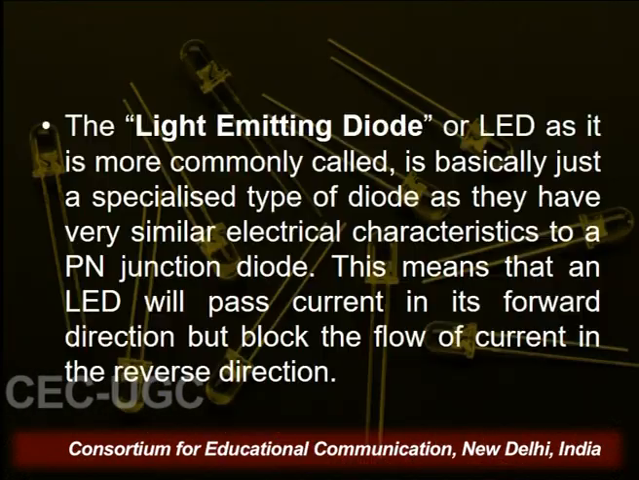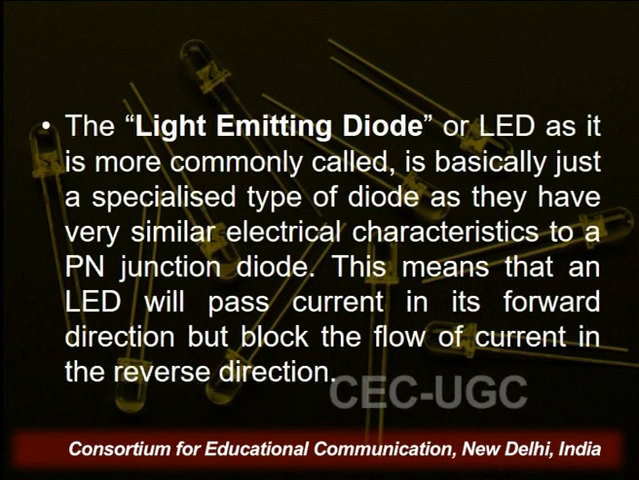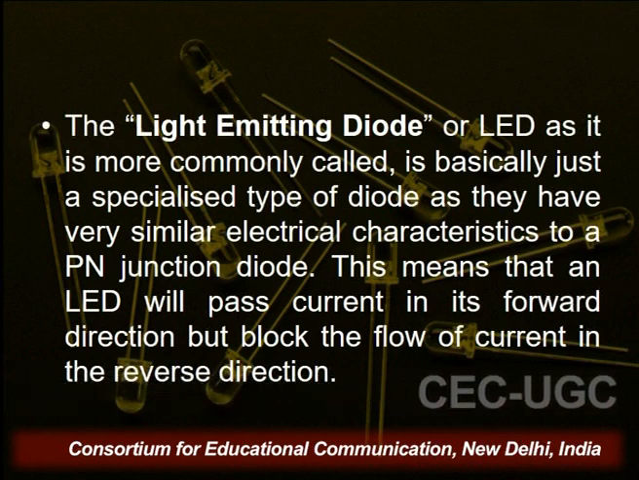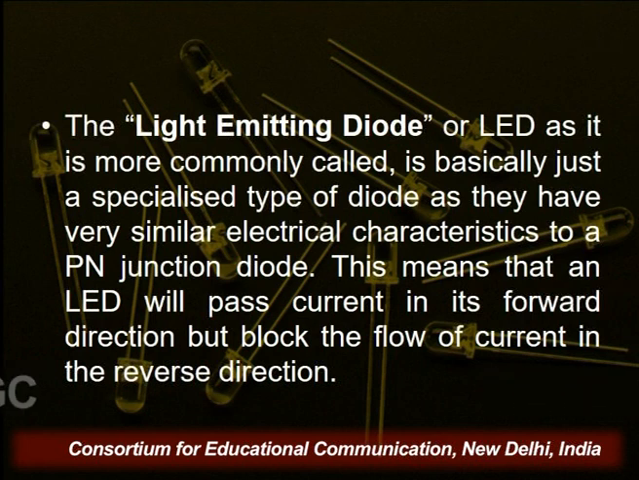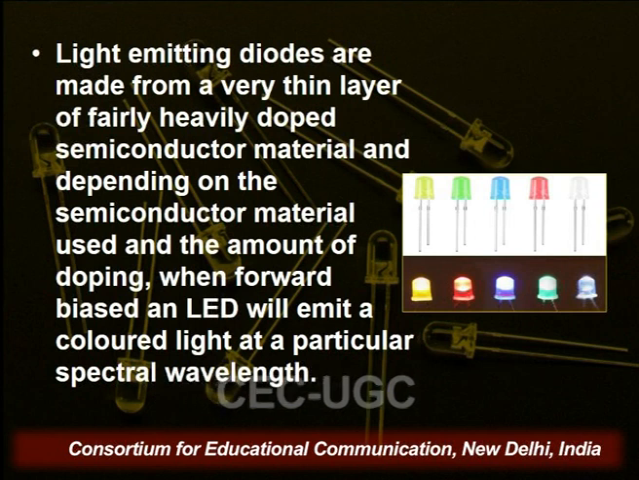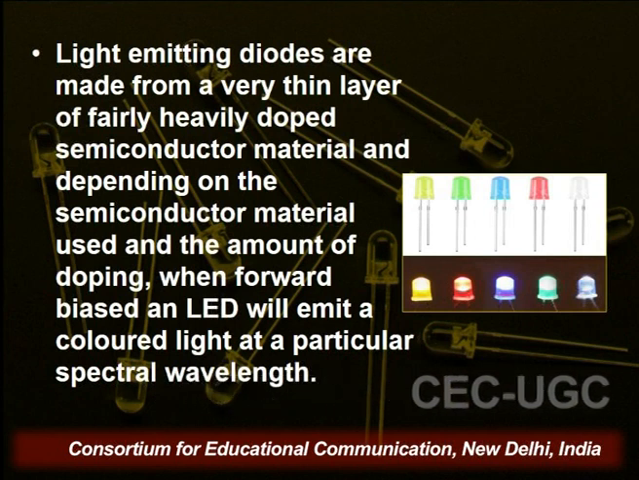So the light emitting diode, as it is more commonly called, is basically a specialized type of diode, as it has very similar electrical characteristics to the PN diode. An LED will pass current in the forward direction and block the current in the reverse direction. Now you can see on the screen there are different colors of diodes.